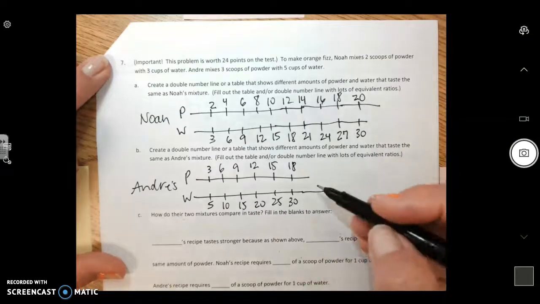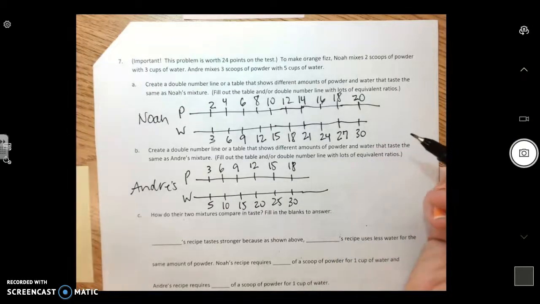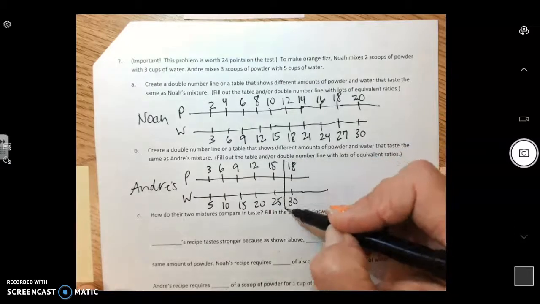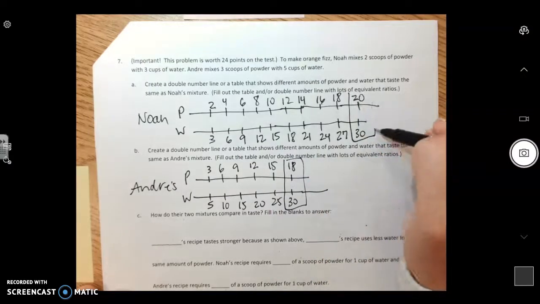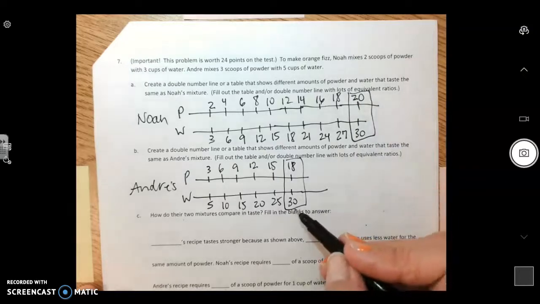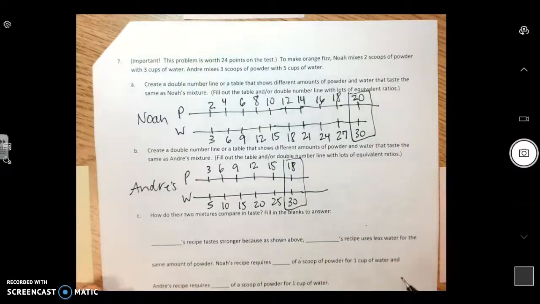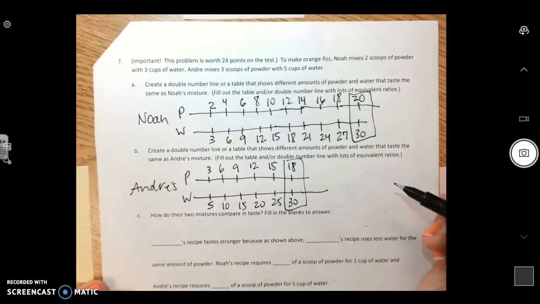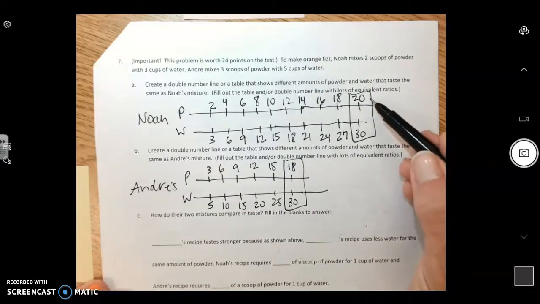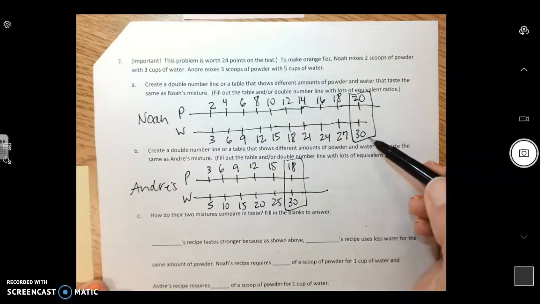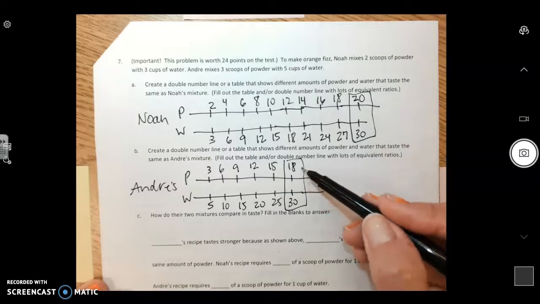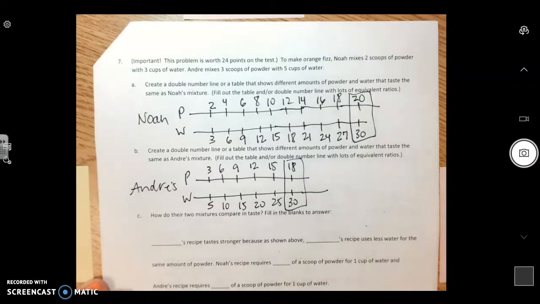All right, so if we look here, we're going to see when do they taste the same. Okay, so here is where we taste the same. We got both water is the same amount, 30 cups of water. And we can see Noah, he uses 20 scoops of powder with 30 cups of water, and Andre uses 18 scoops of powder with the same amount of water, 30. So Noah's is going to be stronger.